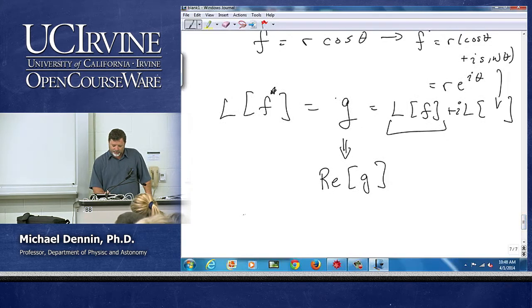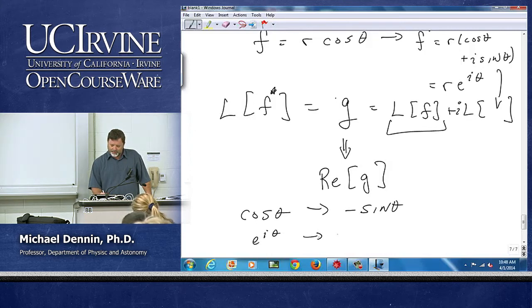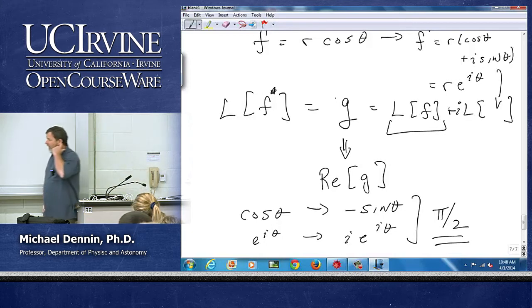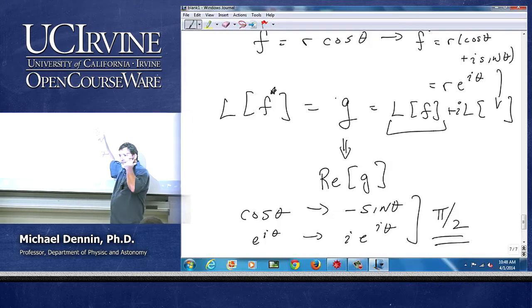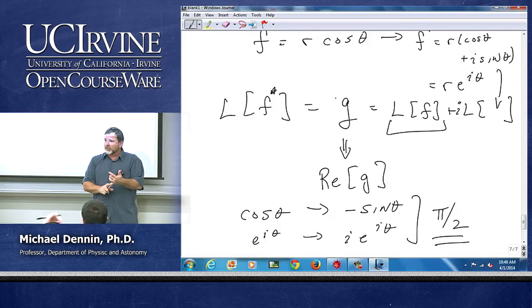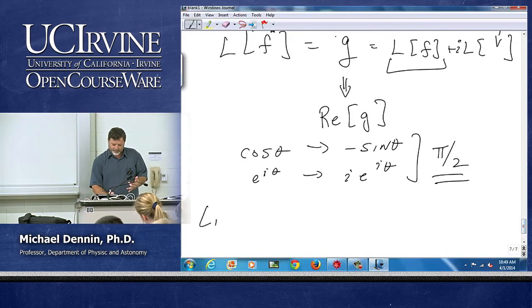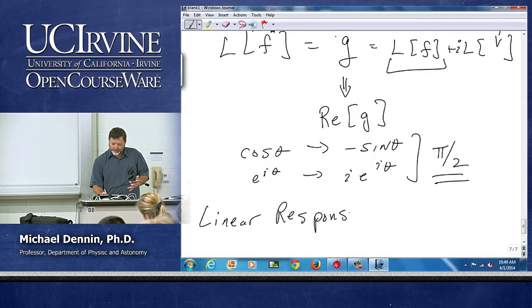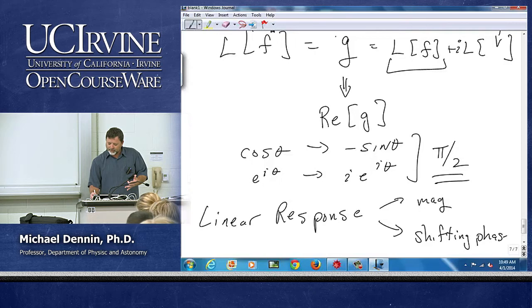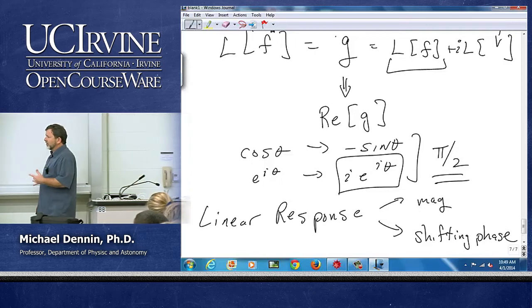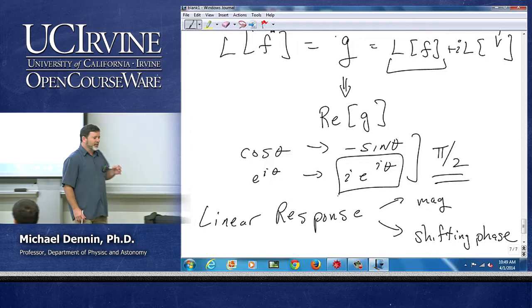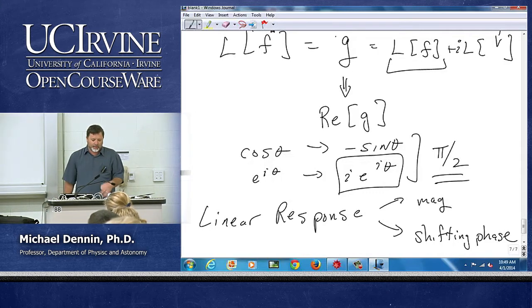Notice, what did we say earlier? The derivative of cosine theta goes to minus sine theta. The derivative of e to the i theta goes to i times e to the i theta. In both cases, it's a phase shift of pi over 2. We keep track of the actual phase shift, which is the key thing you want to know about. A linear system does two things. It can change the magnitude and it can shift the phase. Linear response or linear systems is about changing the magnitude and shifting the phase. And those are much easier to keep track of with e to the i theta than they are with sines and cosines. And so it is an incredibly powerful mathematical technique that allows us to do a lot of things.